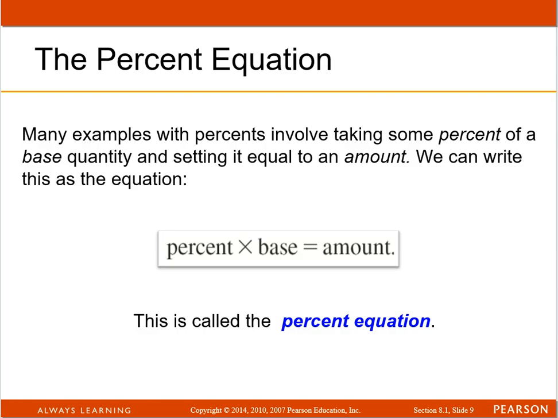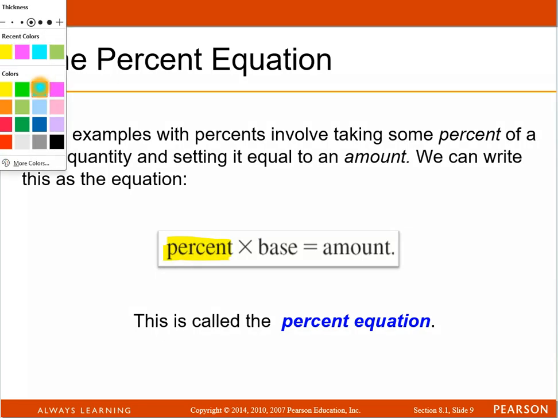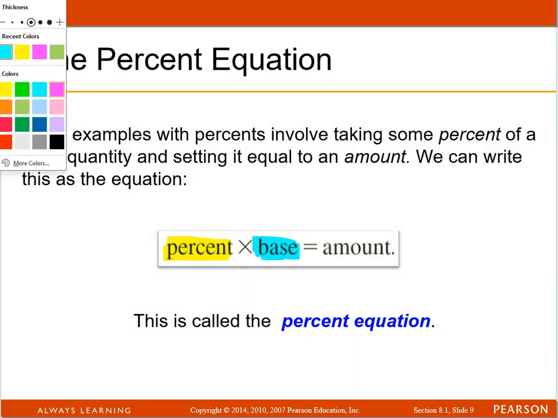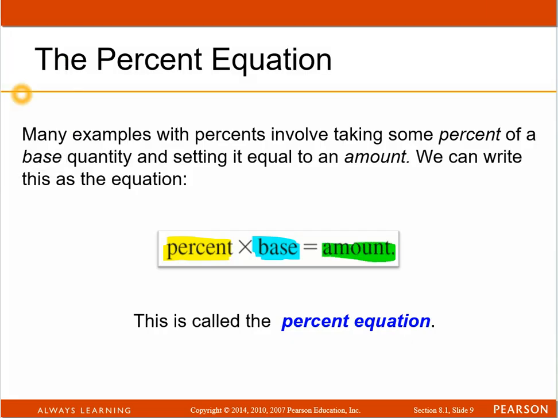All right. And then we come to this. There are certain equations which they refer to as percent equation. And the formula says if you take your percent and you multiply it times your base amount, whatever it might be, that is going to equal your new amount. You'll notice that yellow and blue make green. This is called the percent equation.